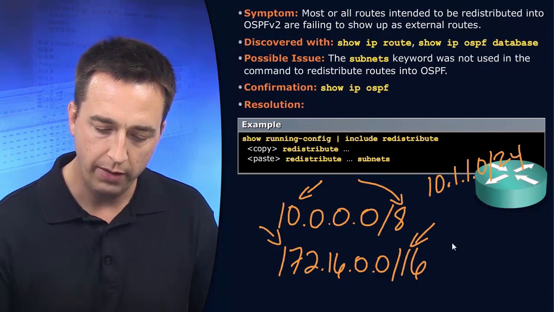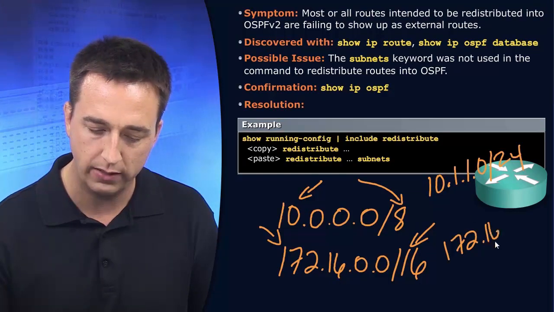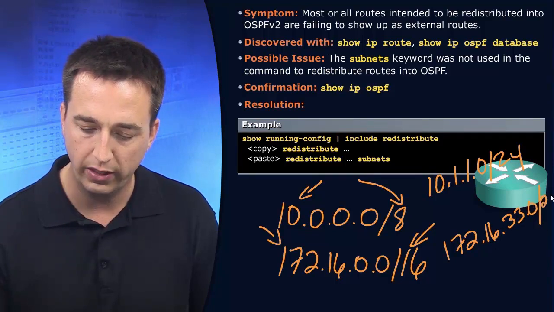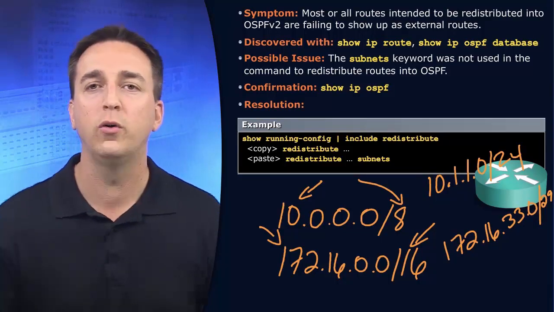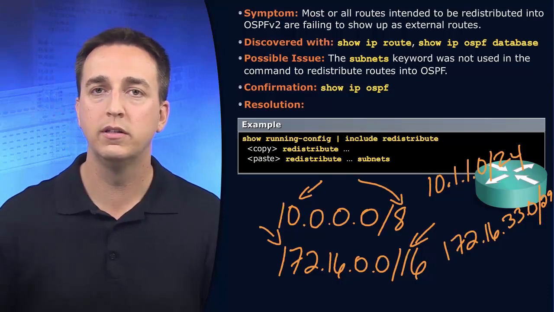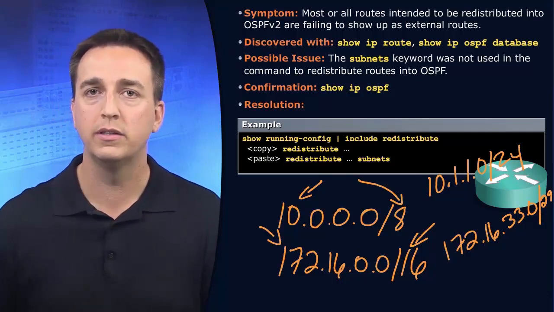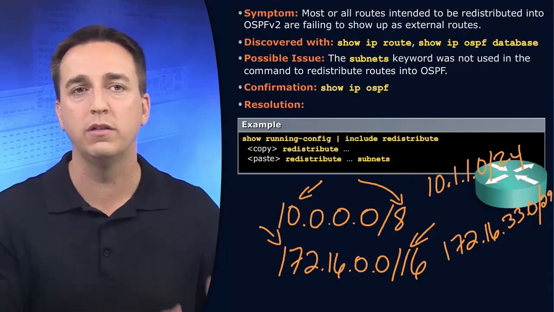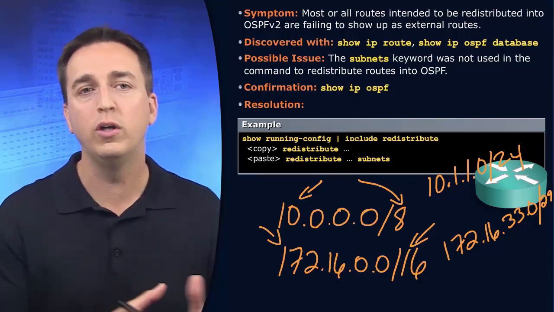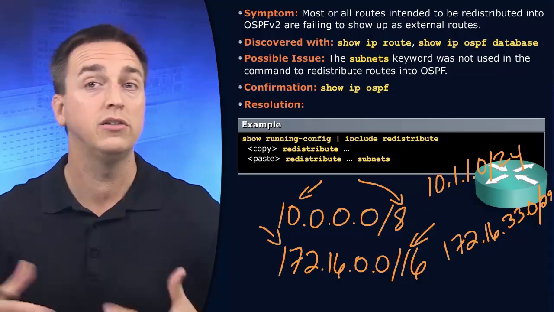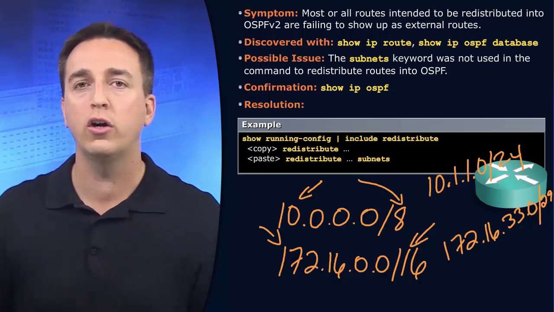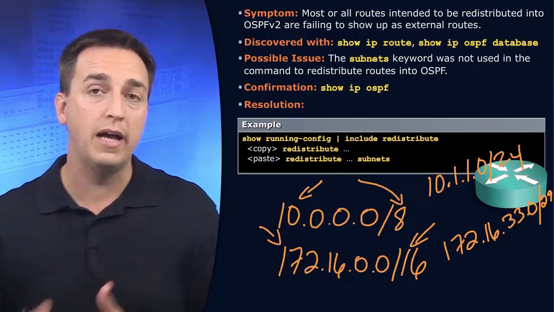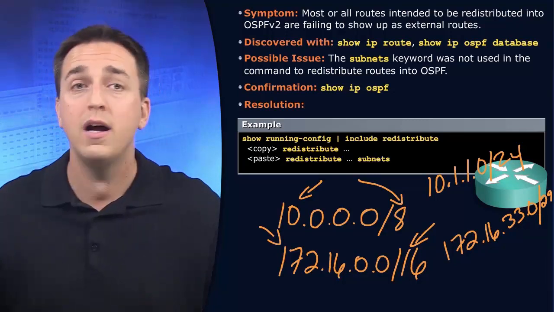Now, what about this address here? 10.1.1.0/24. And what about 172.16.33.0/29? Are those classful or classless networks? Well, they're classless networks. They have been subnetted from the classful networks of 10.0.0.0/8 and 172.16.0.0/16. So they're classless. They're no longer using their default subnet masks. So we have a Class A with a /24 and we have a Class B with a /29.